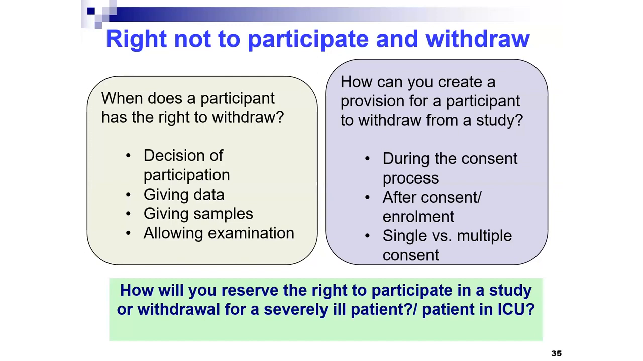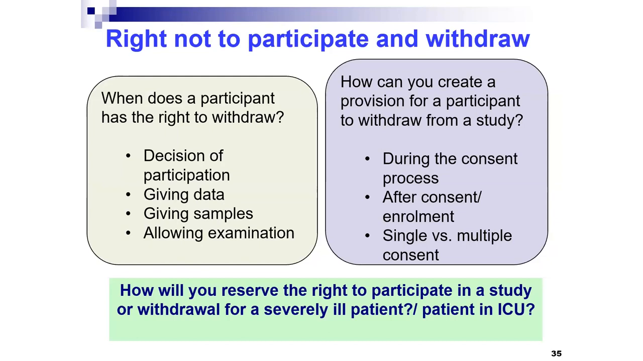How will you reserve the right of a participant when you are conducting research at a very severe level, such as someone with a stroke in a hospital, someone with a myocardial infarction, that's a heart attack, a serious issue? They may be conscious, they may not be conscious. They are not in the right state of mind to give consent. Somebody who is mentally compromised, or somebody who is in the ICU and unconscious. But you are doing the research on them.